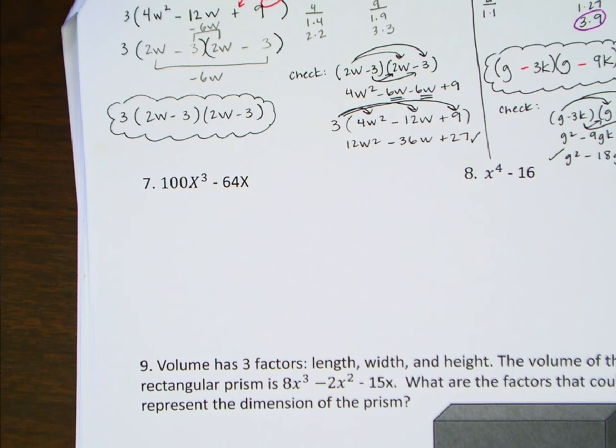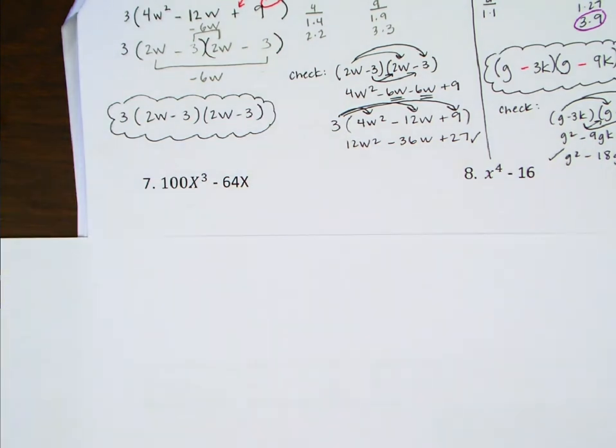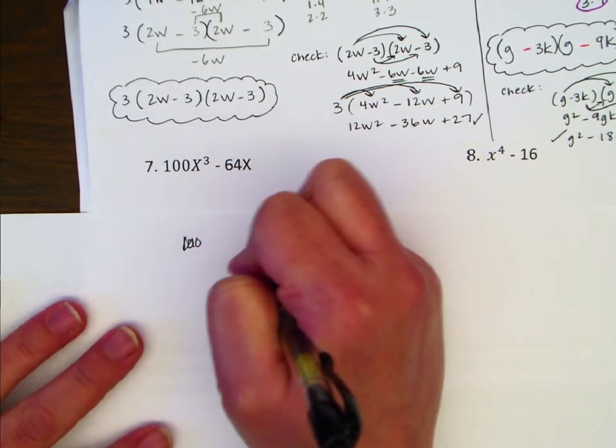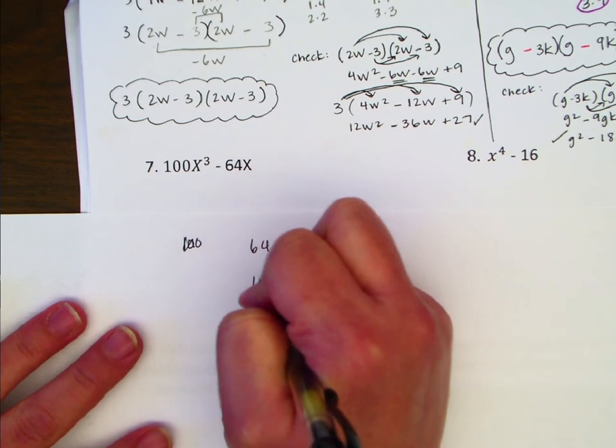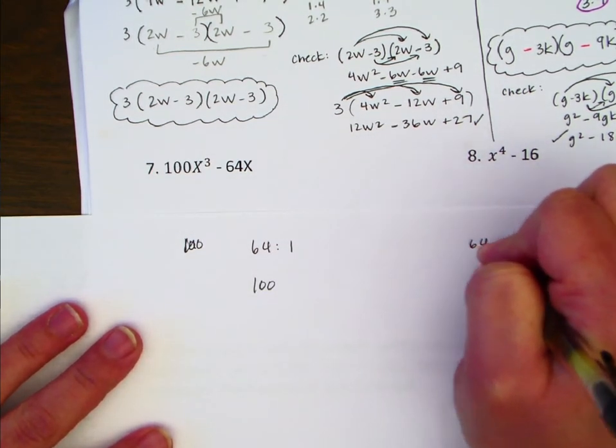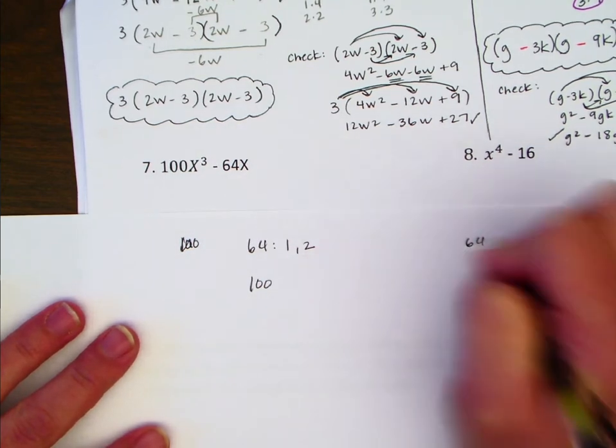GCF. Is there a GCF between 100 and 64? I think so, because aren't they both even? So we know at least 2 will go into it. So let's try. Actually, I'm going to do 64 first. Sorry. 64 and 100. So 64, I have 1 and 64. I'm going to do a big long list. 1 and 64. 2 and, is it 32?